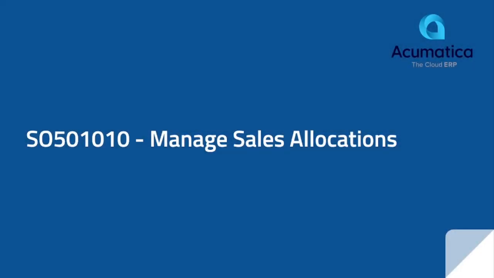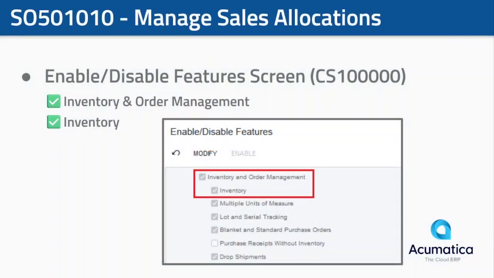Welcome to this training on Acumatica screen SO501010 Manage Sales Allocations. You can find additional content and training information referenced in this video inside of the resource package. This form is available only if the Inventory and Order Management, as well as the Inventory features, are enabled on the Enable/Disable Features screen.